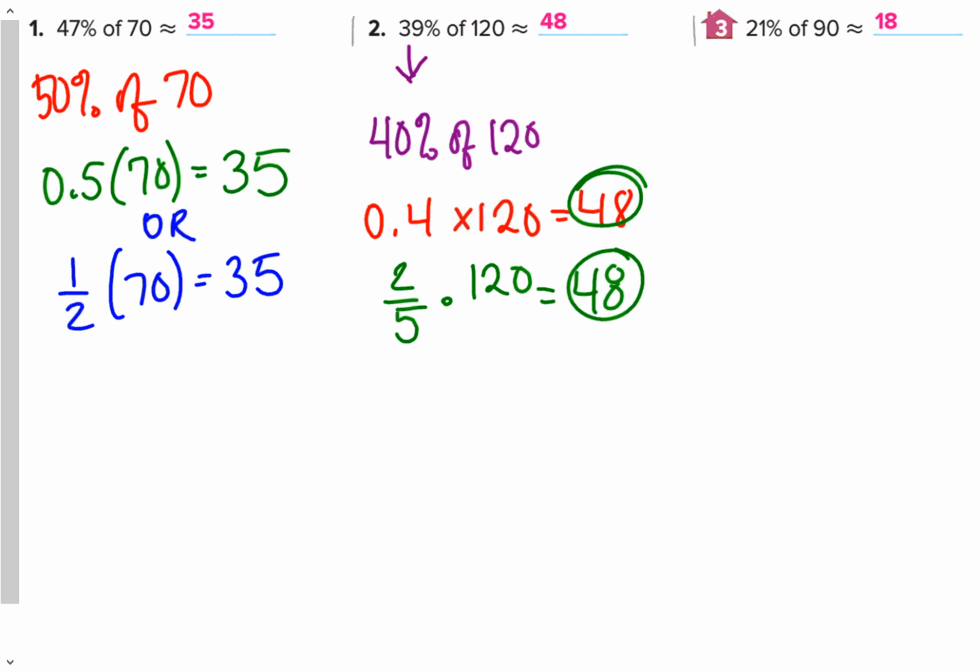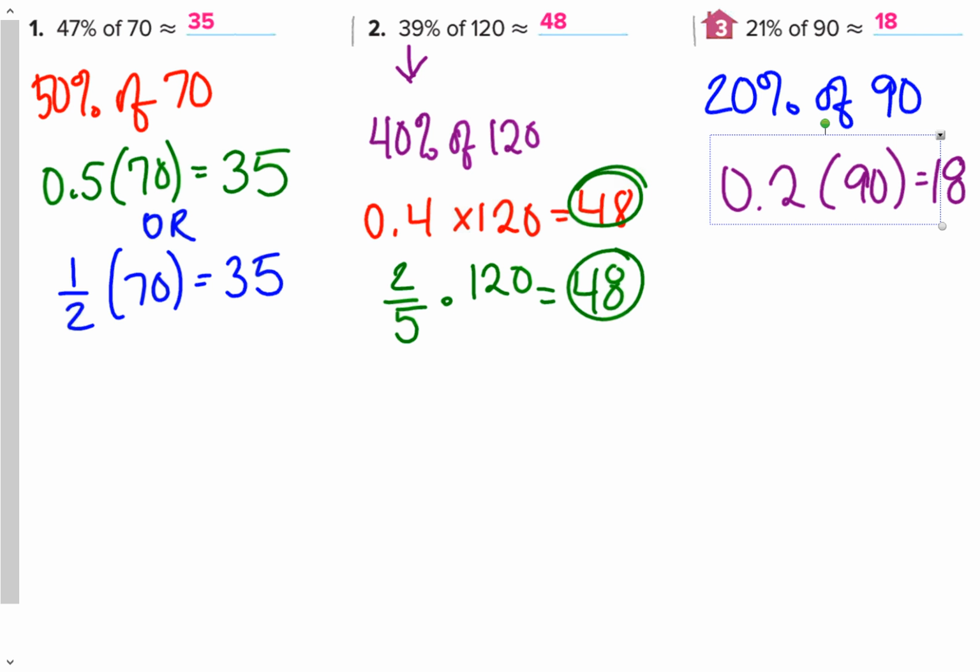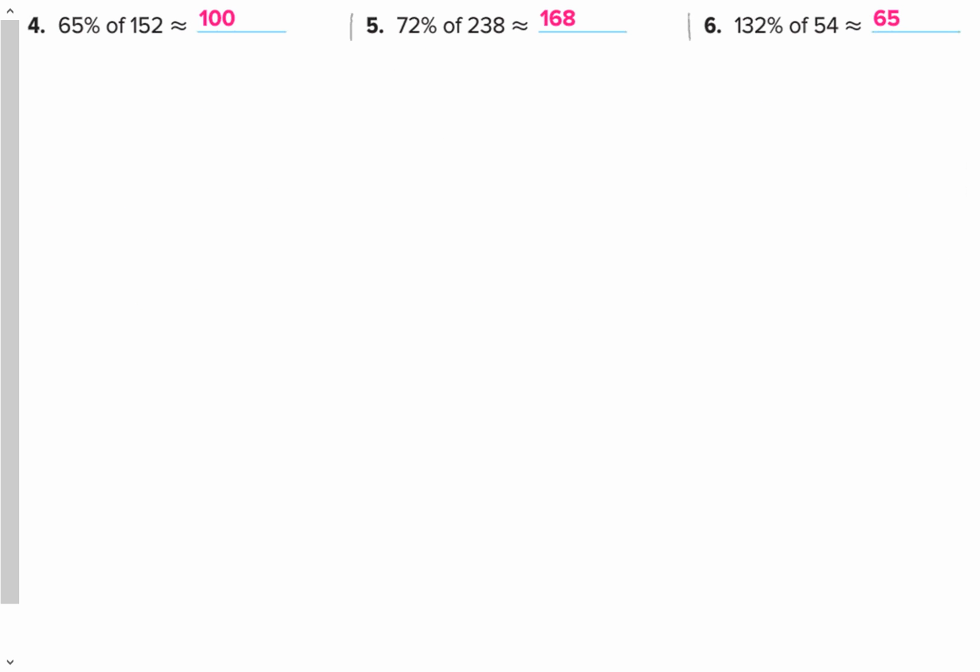Here's our last example, number 3. 21% of 90. So I'm going to round 21% to just about 20% of 90. 90 is a pretty nice round number. So again, we can multiply 20% as 0.2 times 90. That gives us 18. And if you like fractions, you could have used 1/5 times 90. And that'll also equal 18.